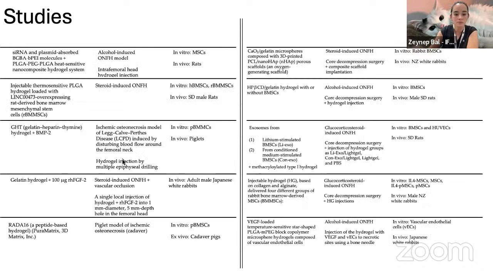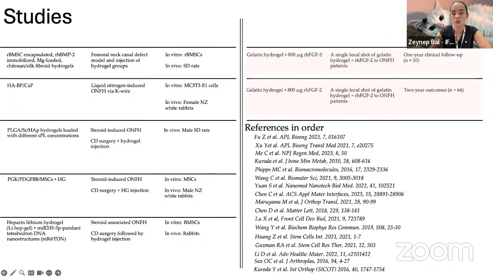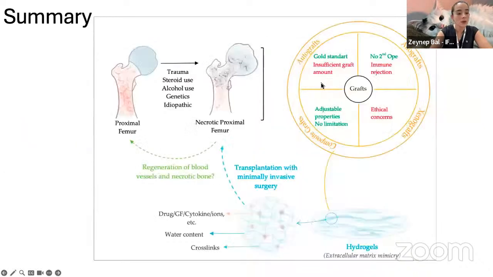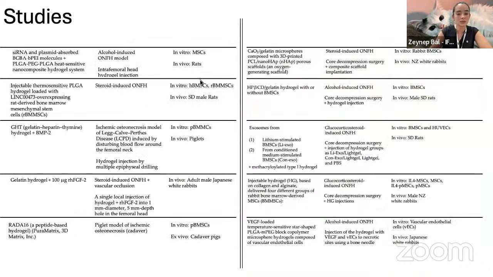And until now, actually, not now. I think this year one more study was published, but I didn't include it here. So these are the studies done on animals, except these two, until now. And they are mostly, as you can see, steroid-induced or alcohol-induced models. There's no traumatic model here. So the scientists, surgeons, doctors, or engineers use growth factors, different types of cells, interleukin, vascular endothelial cells.